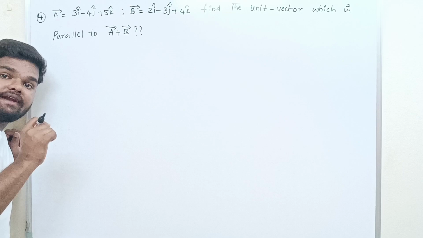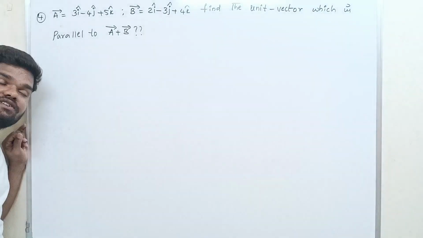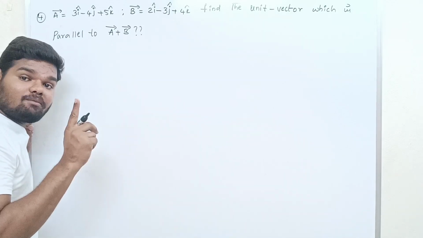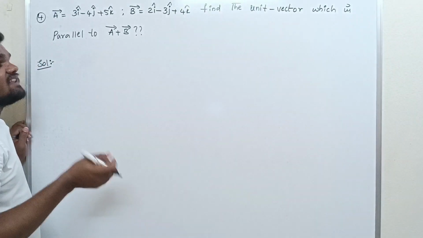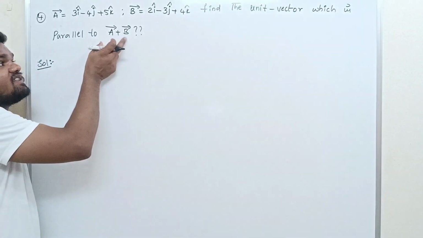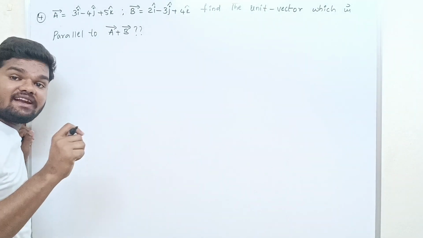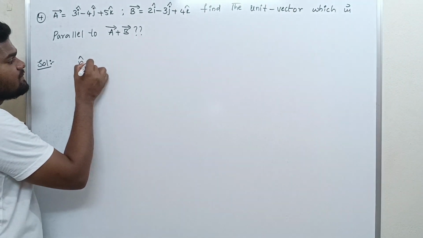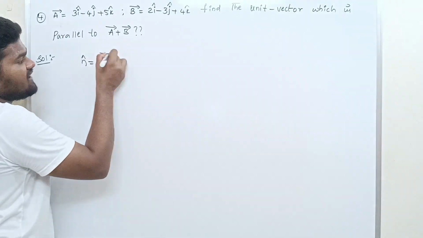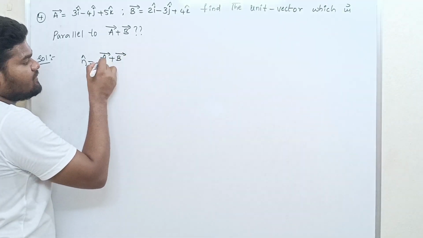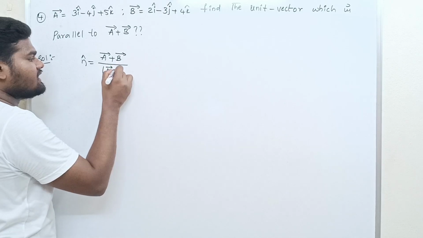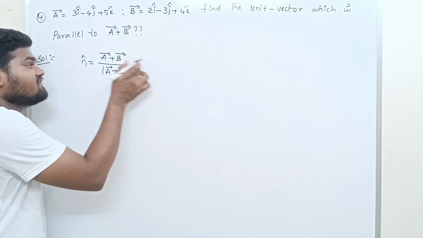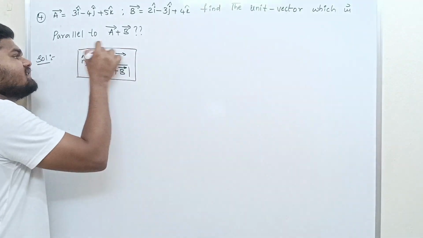So pause the video and try the solution. 3, 2, 1, go. In a previous lecture, I told you one formula. Whenever the unit vector is parallel to the sum of the two vectors, then the unit vector is given by n cap is equal to the sum of the two vectors divided by the magnitude of the sum of the two vectors. So this is the formula that I told in a previous lecture.